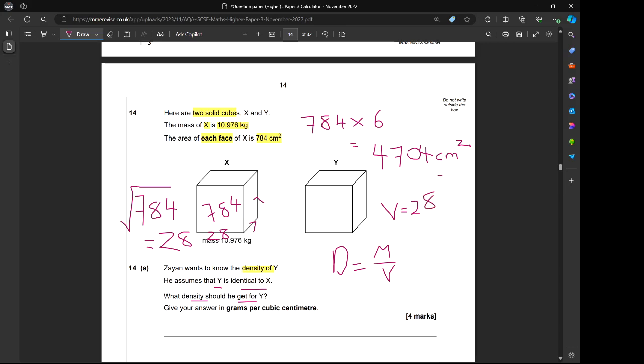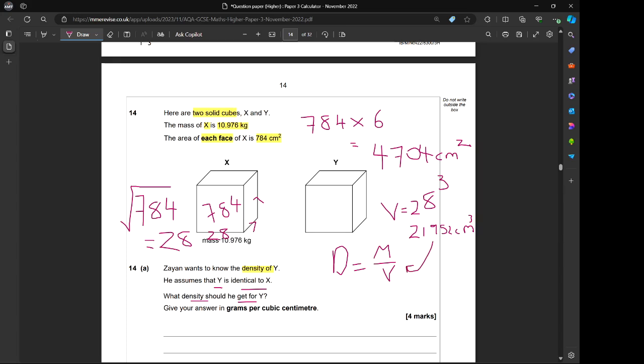So 28 times 28 times 28, guys. Okay, working this out, 28 times 28 times 28, we get 21,952 centimeters cubed. Okay, now what's my next step? So that is now my volume. So that's now done.